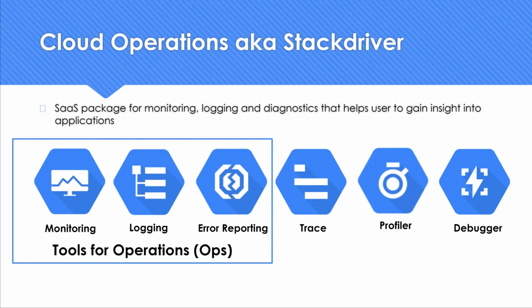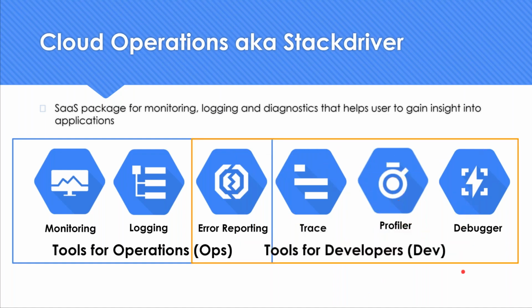Now you have a few more tools called Trace, Profiler, Debugger, which are closer towards developers. We'll talk about what Trace, Profiler, and Debugger are soon. And the developers sometimes will also use other tools like getting complete reports, all those things. So basically, Error Reporting, Trace, Profiler, Debugger, these are heavily used by developers. That's the reason why I call this a complete DevOps tool when it comes to GCP.